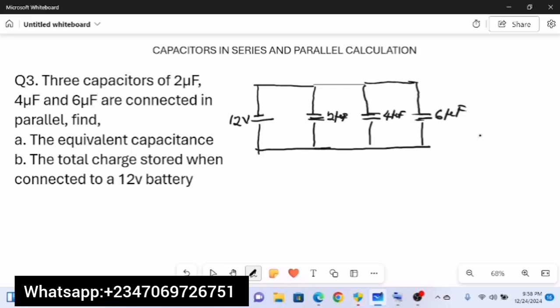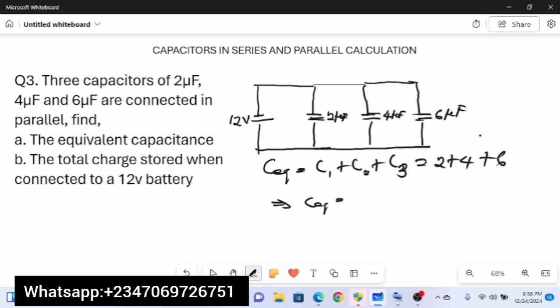So to find the equivalent capacitance for capacitors in parallel, all you need to do is simply what? Add up the total number of capacitors involved. In this case, we have 3 capacitors, so it becomes C1 plus C2 plus C3. This is going to be equal to 2 plus 4 plus 6. So this implies that the equivalent capacitor becomes what? 12 microfarad. This becomes the equivalent capacitor for this system. So that's the first question answered.